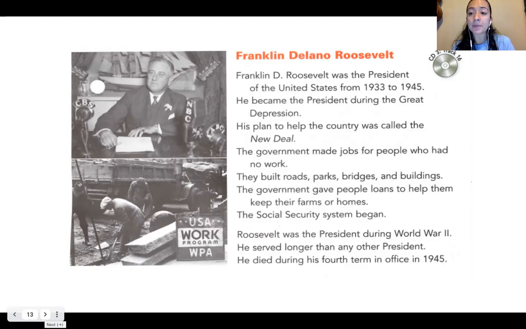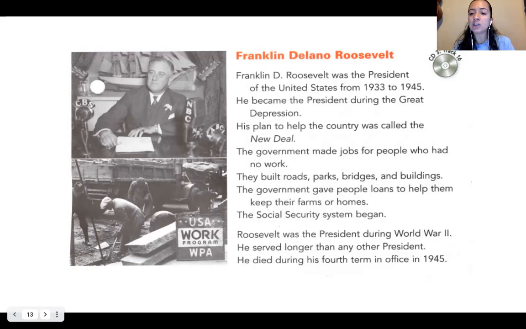Now we're going to talk about the president who helped the United States recover from the Great Depression. And it's also important to know about Franklin Delano Roosevelt because he was also the president during World War II. Franklin D. Roosevelt was the president of the United States from 1933 to 1945. He became the president during the Great Depression. His plan to help the country was called the New Deal.